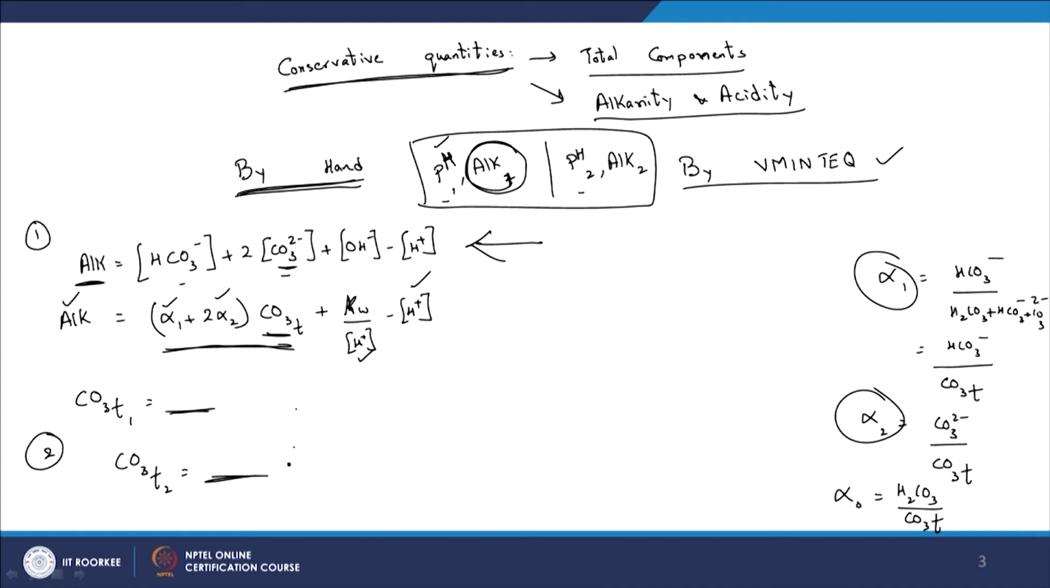And now what can I do? Now I am able to calculate CO3 total of 1 and CO3 total of the second solution. So how do I go ahead further? By trying to solve for the pH of the mixture by hand. The key is we are still looking at by hand. So again, what is this particular case that we know? We know that alkalinity is equal to alpha 1 plus 2 alpha 2 times CO3 total plus Kw by H plus, minus H plus.